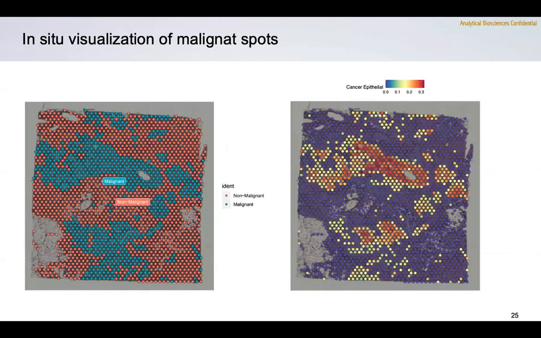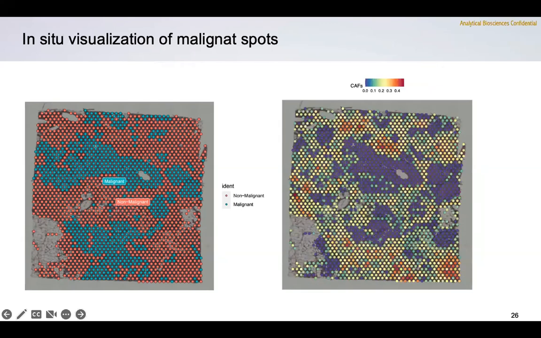The in situ visualization of the malignant spots also aligns well with the region where we got the highest score for cancer epithelial cells from SPOTlight. This is from the inferred CNV, and it also aligns well with where we get the highest score for cancer-associated fibroblasts in the lower part.